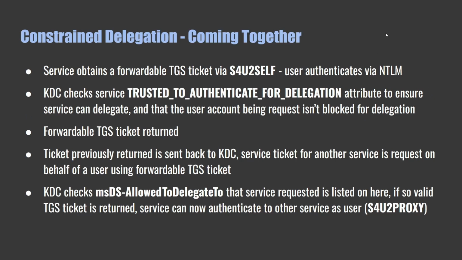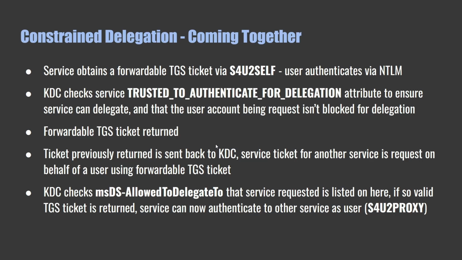Finally, coming together, constrained delegation, how it actually all works. Right at the front, the service obtains a forwardable TGS ticket via S4U2Self as the user is authenticated via NTLM. As I've just explained, if they authenticate via Kerberos, they've come in as they would having logged in through the domain, so it won't have to do this. But if they've authenticated through Windows Auth or whatever means, it will have to get a TGS ticket to then further request another ticket for another service.